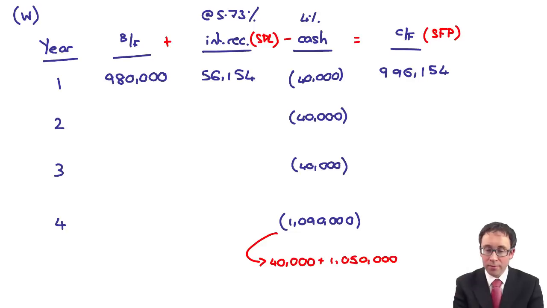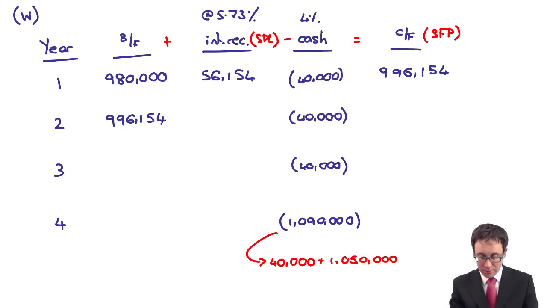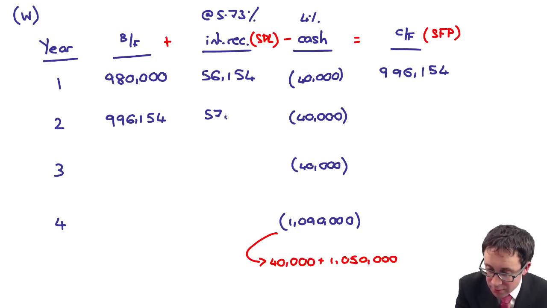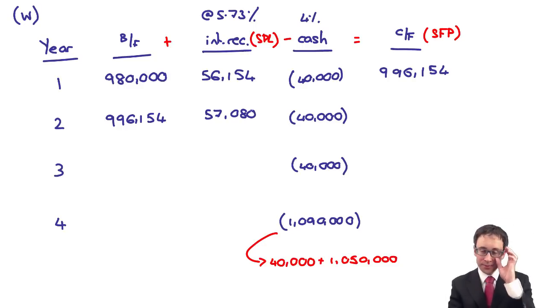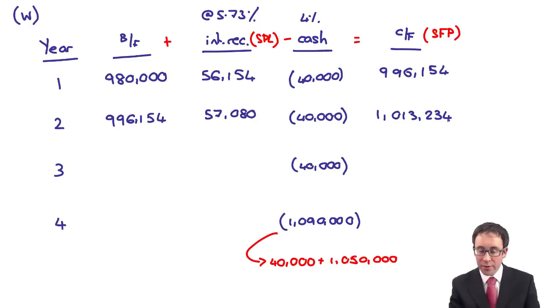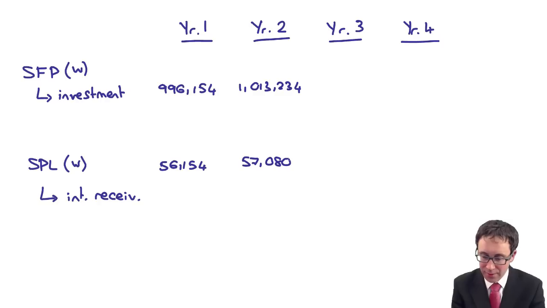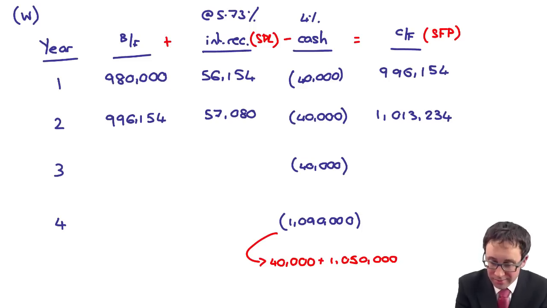Once you've got it for 1 year, you're away, because it then just follows on. The closing figure is then next year's opening figure. And then you apply the effective rate of interest to that outstanding balance. 57,080. Okay. 996,154 plus 57,080 less 40,000 gives me 1,013,234. Okay, so again in the financial statements, my investment is 1,013,234. The interest is the 57,080. Okay. Year three, we're away.